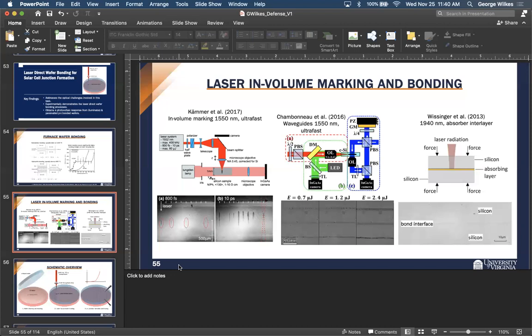So one of the things I was thinking about initially was maybe putting a thin layer of amorphous silicon on top of the wafers. But the problem is, for amorphous silicon, the band gap's 1.8 eV instead of 1.1. So it would absorb even less of the 1064 light. Although it would melt easier, it wouldn't absorb the laser light that I needed it to.